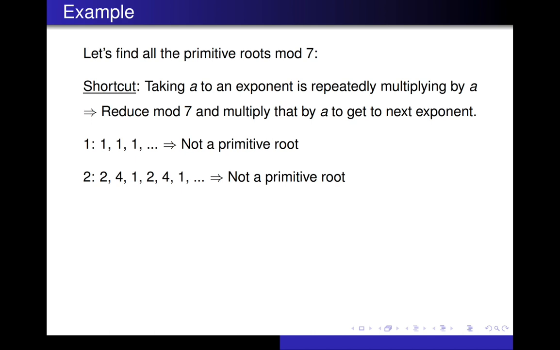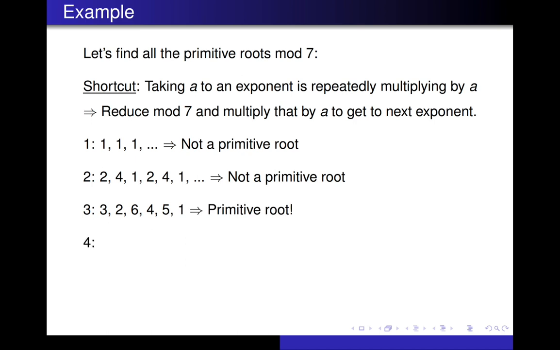This is getting a little frustrating. Let's see what we can get for 3. 3 to the 1 is 3. When we take 3 squared, that is 9, but 9 mod 7 is 2. When we take 2 and multiply that by 3, we get 6. 6 times 3 is 18. Now 18 is 4 more than 14, which is a multiple of 7, so that's going to be 4 mod 7. When we take 4 times 3, that's 12, and 12 is 5 mod 7. 5 times 3 is 15, which is 1 mod 7. And notice now that we have 1, 2, 3, 4, 5, and 6. That gives us a primitive root.